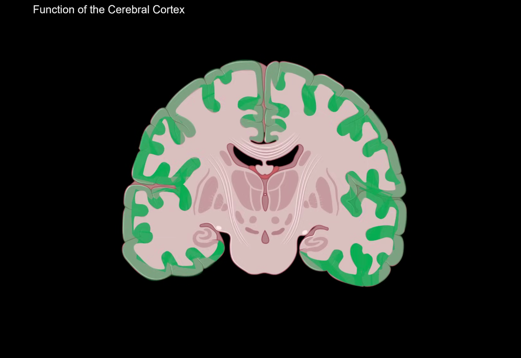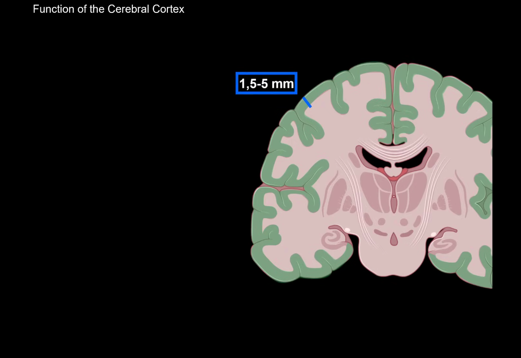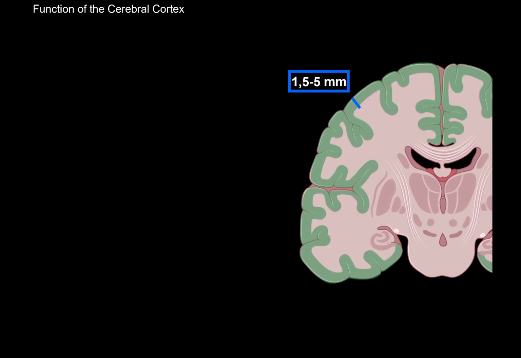So, the cerebral cortex is a highly folded sheet of neurons which have a thickness of around 1.5 to 5 millimeters, depending on the region you're measuring. Now, why do you think the cerebral cortex differs in thickness along different regions? Well, to understand that, we need to have a basic understanding of the cortex layers.